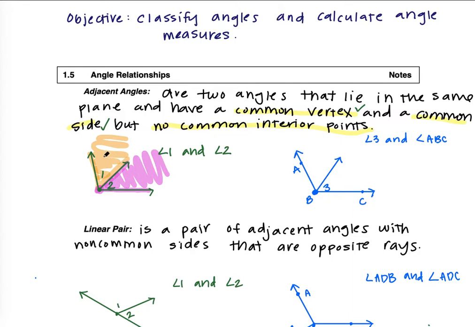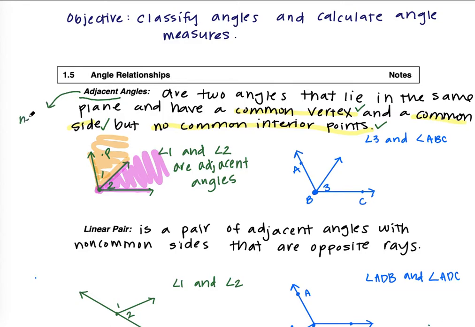So if I have a point P, any point, right? It can be anywhere inside of angle 1. If it's inside angle 1, it's not going to be inside angle 2 because angle 1 and angle 2 are two different angles. Okay, they don't share any points. So this last part, no common interior points, that is also true. Because all of these things are true, I can say that angle 1 and angle 2 are adjacent angles.